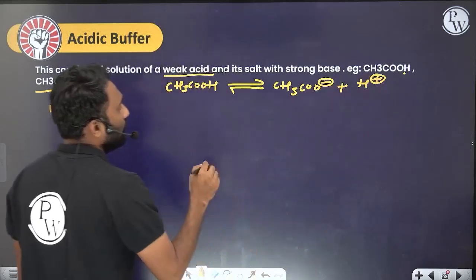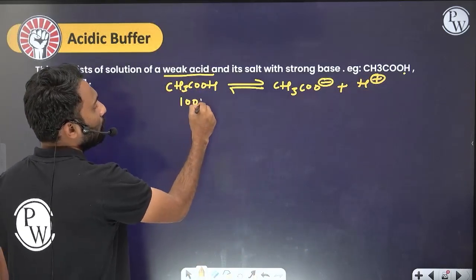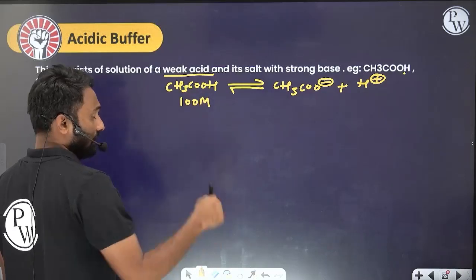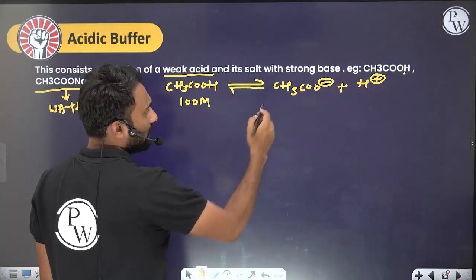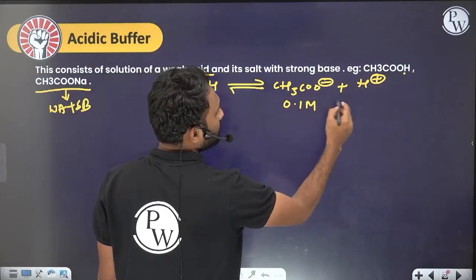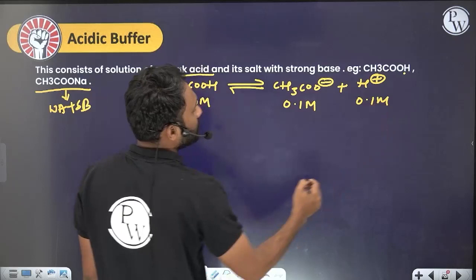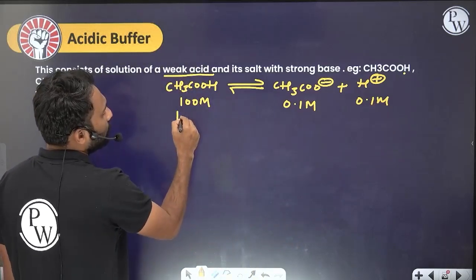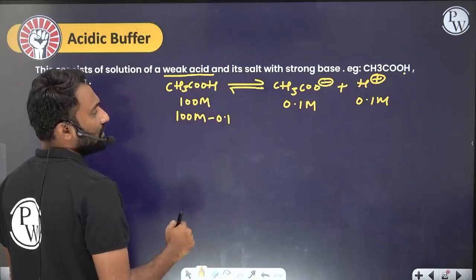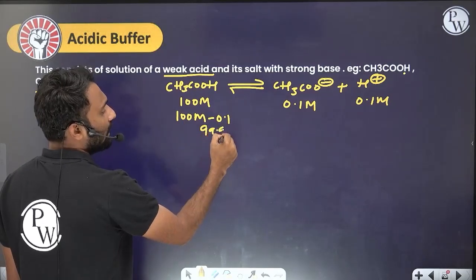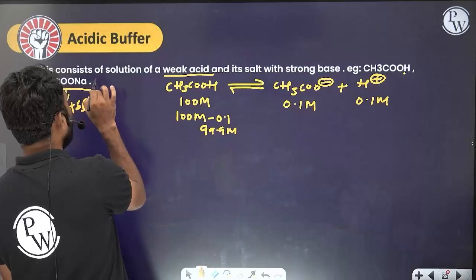Okay, now look here, initially I have taken 100 molar of the acetate ion. Now after equilibrium is reached, 0.1 M has been dissociated, and the leftover concentration of the acetic acid is how much? It is 99.9 molar, isn't it?